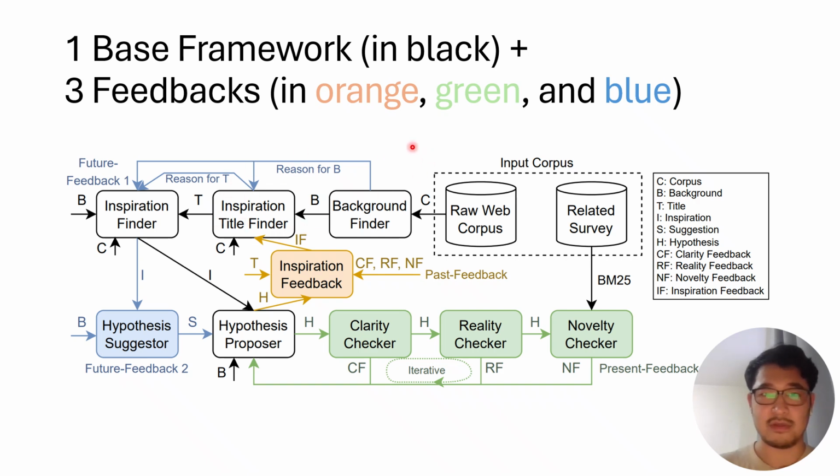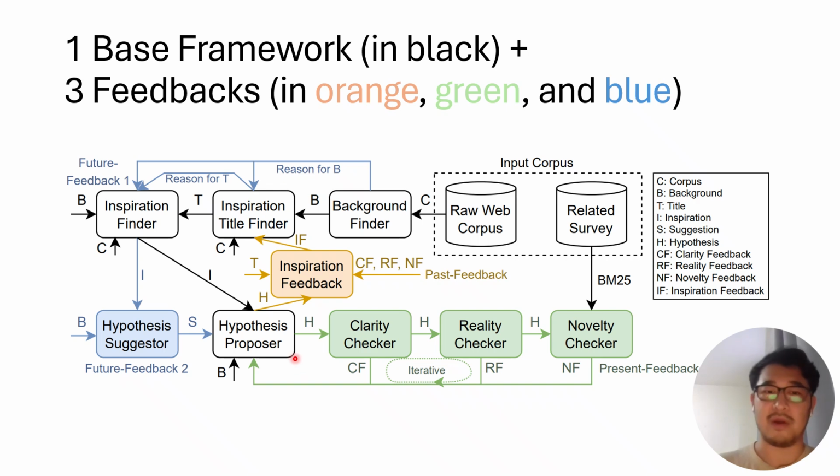So we have two sets of experiments. Given the raw web corpus, as we have analyzed in our previous example, the first job is to find the background, and then with a proper research background, the next is to find the proper research inspiration, and then with the background and the inspiration, we can propose a hypothesis. This black part is developed based on the understanding of how social science research is conducted by human scientists.